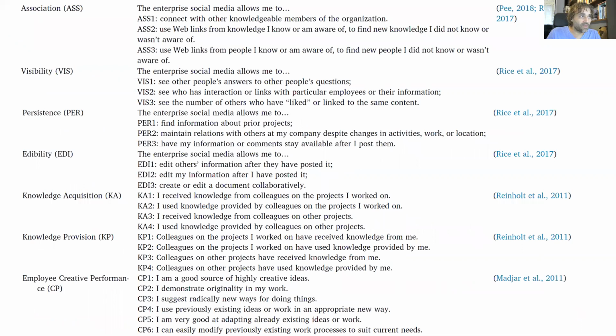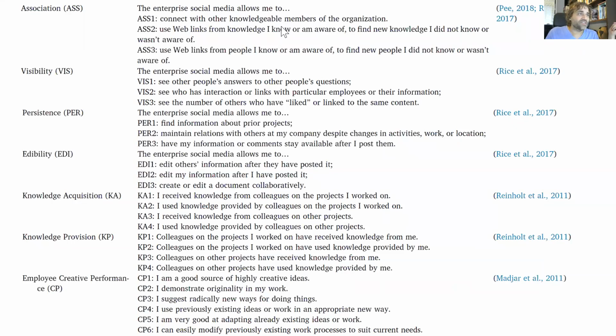So you see how this is measured. They ask: social media allowed me to connect with other members of the organization; allows me to watch other people's answers, so see who has liked each other's messages and content; allows me to find information; allows me to edit information, to edit a document or work on a document collaboratively. And the result is that I can share knowledge, which results in my personal performance.